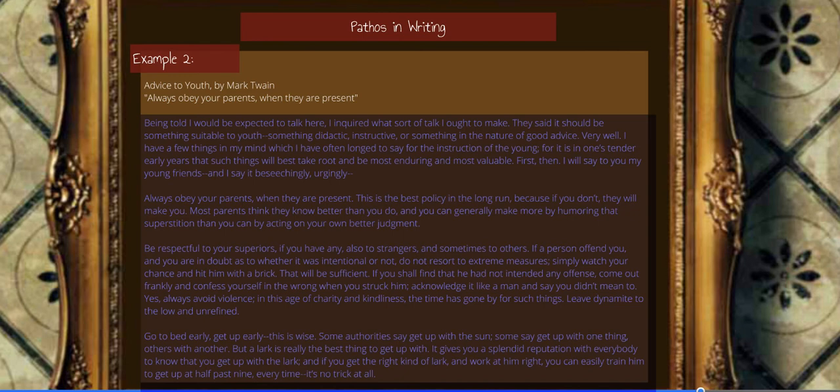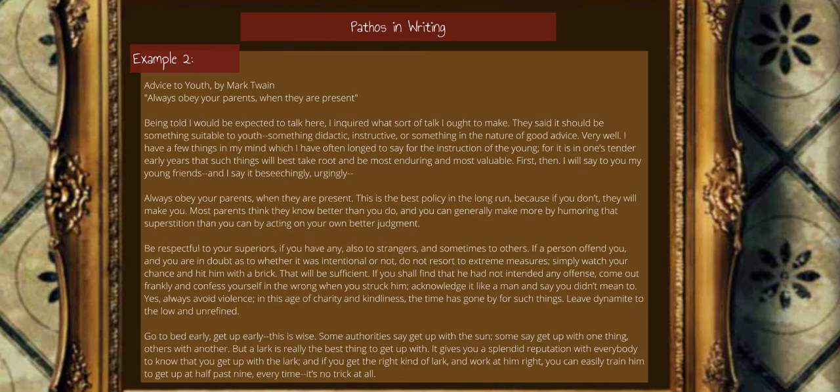Go to bed early, get up early. This is wise. Some authorities say get up with their son. Some say get up with one thing, others with another. But a lark is really the best thing to get up with. It gives you a splendid reputation with everybody to know that you get up with the lark. And if you get the right kind of lark and work at him right, you can easily train him to get up at 9:30 every time. It's no trick at all.